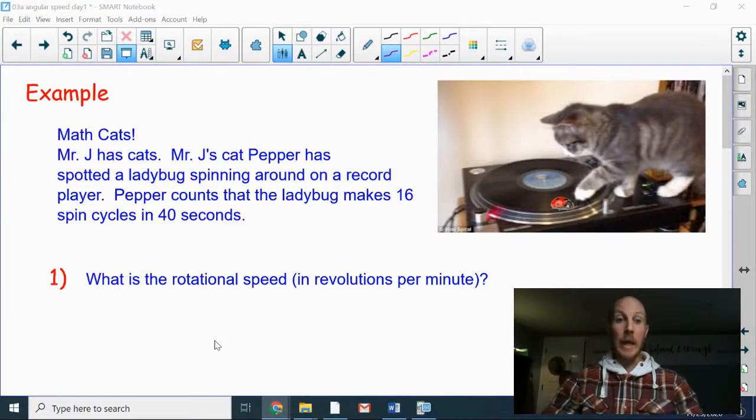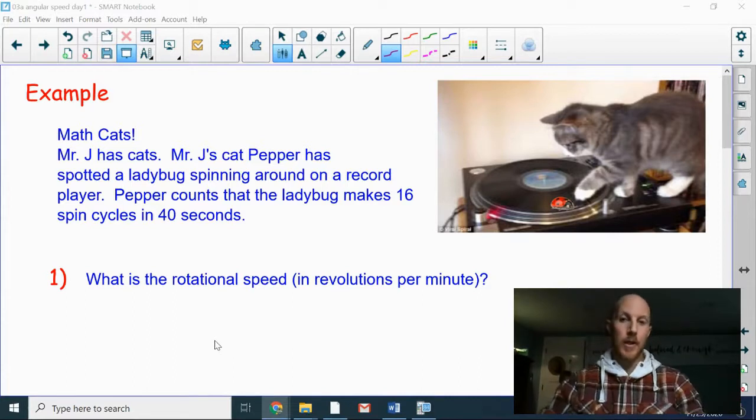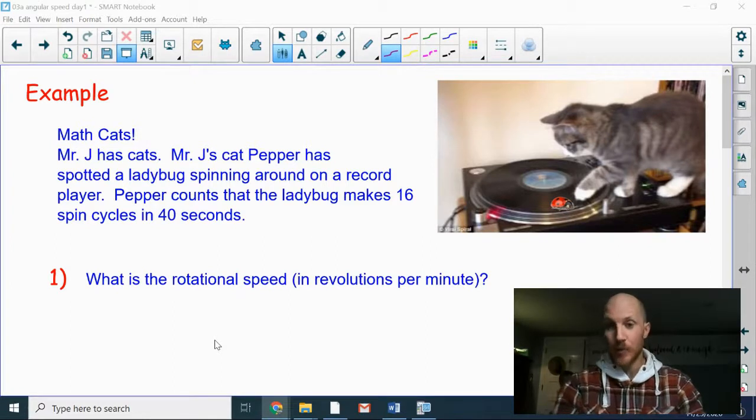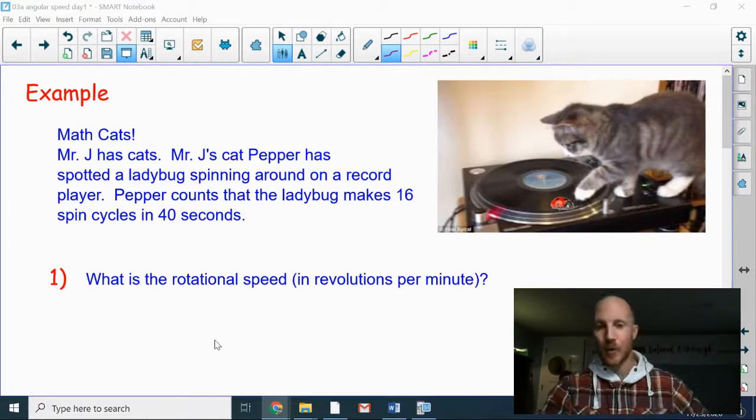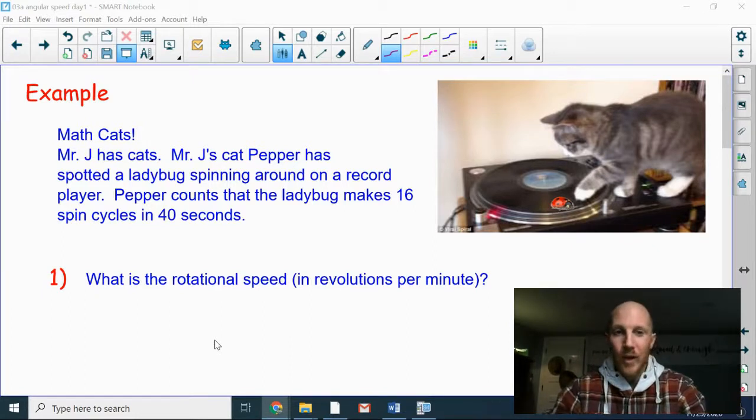Hey, so math cats! Normally Math Cat is sitting right over there. But this morning, Math Cat found a ladybug on a record player. So I have two cats, Pepper, pictured here, and his brother Salt. Salt's probably going to show up in a later problem. So Mr. J's cat, Pepper, spotted a ladybug spinning on a record player. You can see it right there, larger than life.